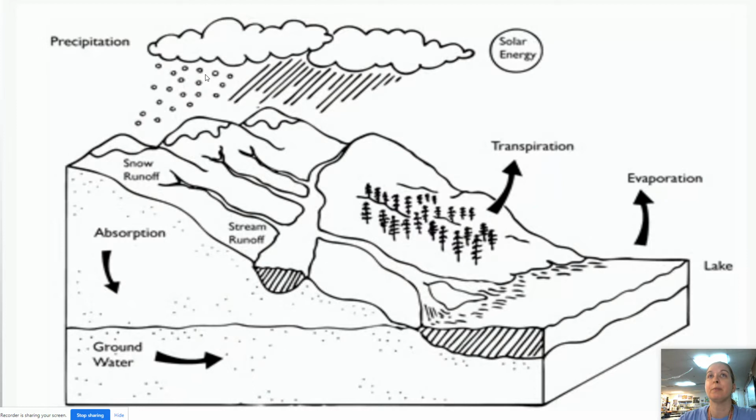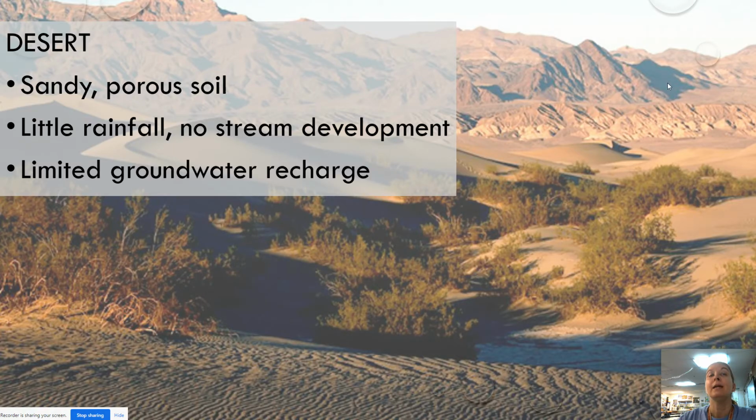It gets absorbed. And here's a picture where you have snow runoff, stream runoff. It gets absorbed down into groundwater, goes to a lake, evaporates up, transpires up. Desert has fairly sandy, porous soil, very little rainfall, so we don't really have many streams in the desert, and limited groundwater recharge. So the little water you have isn't getting replenished.